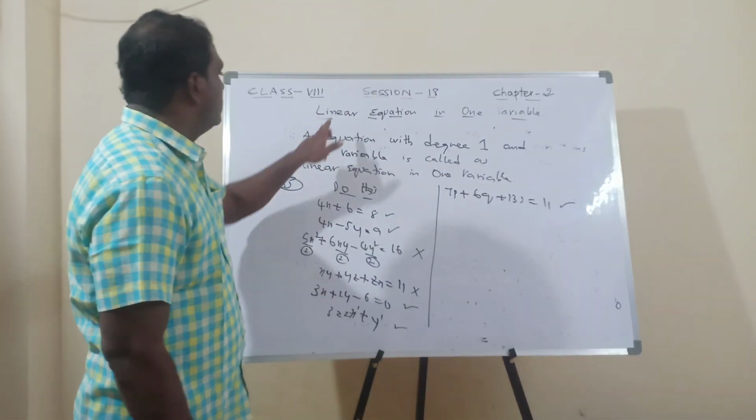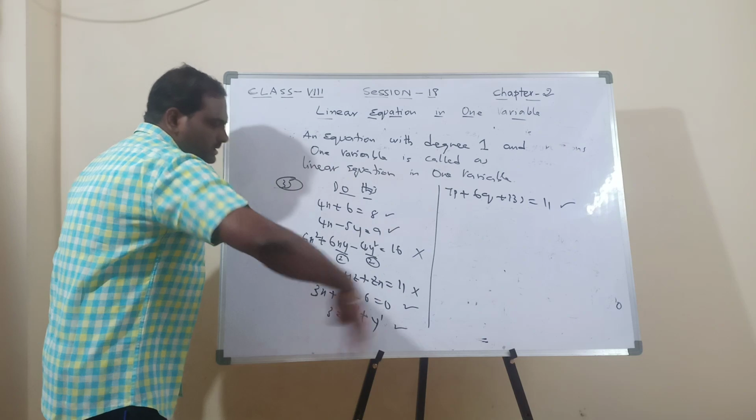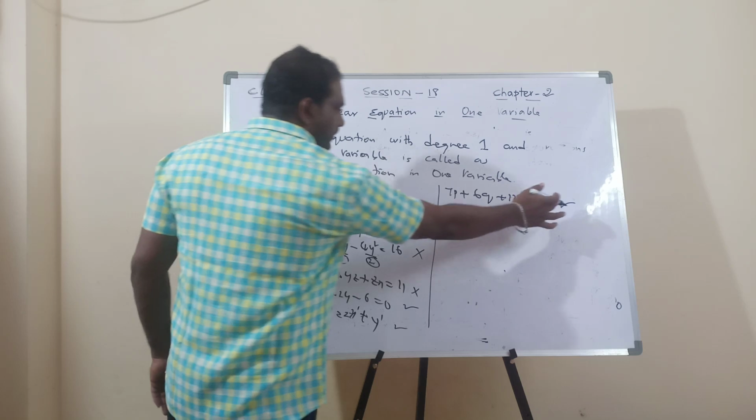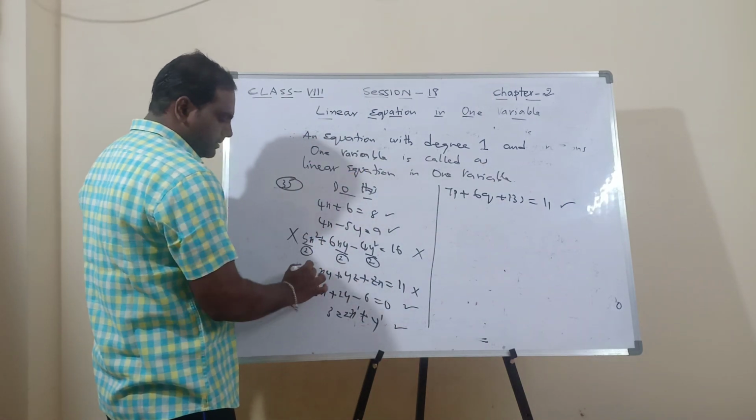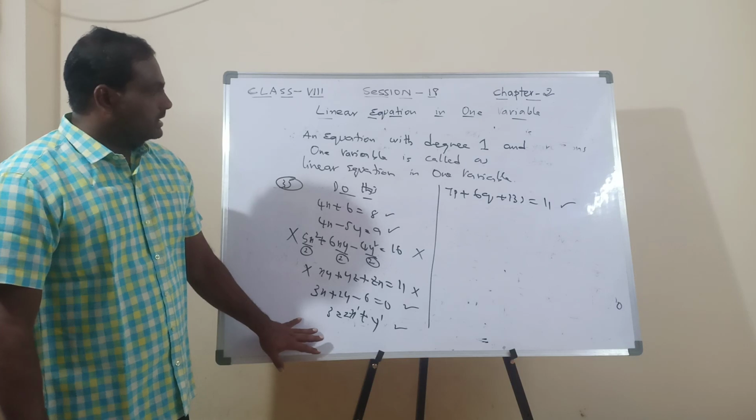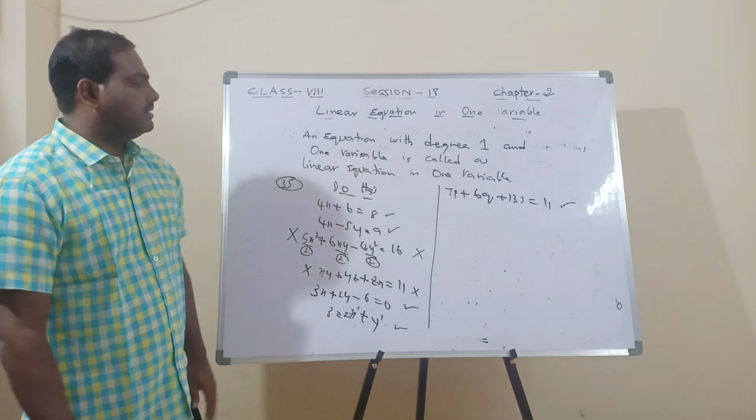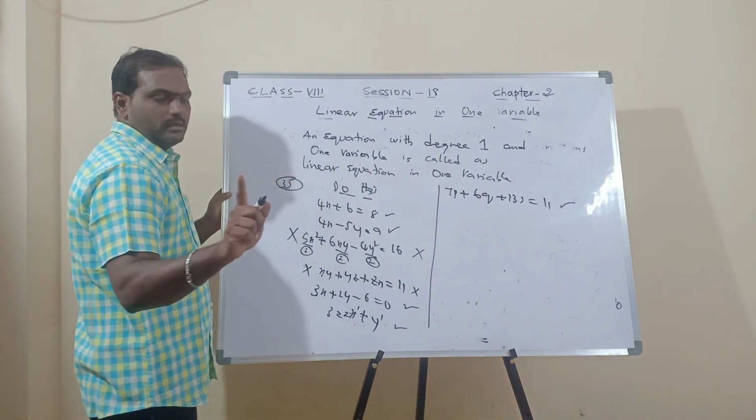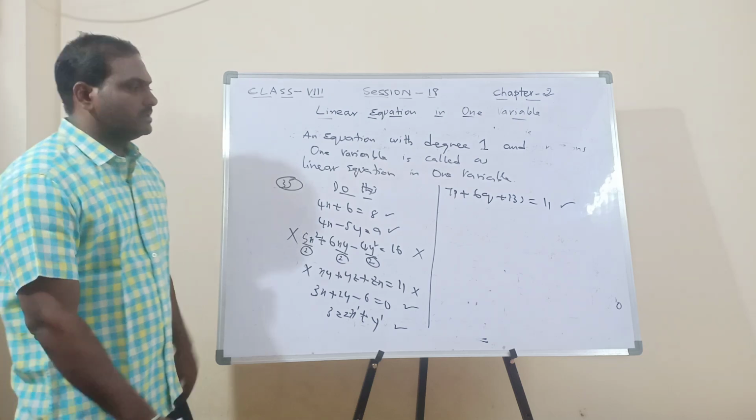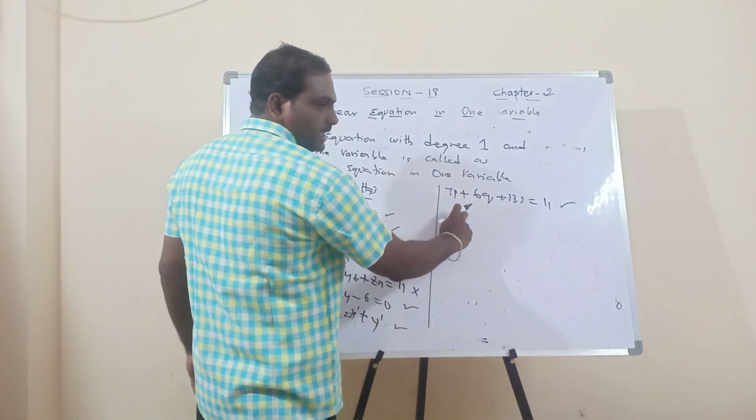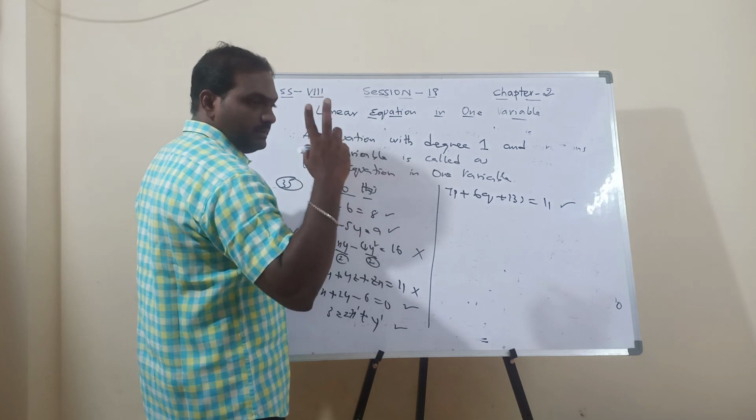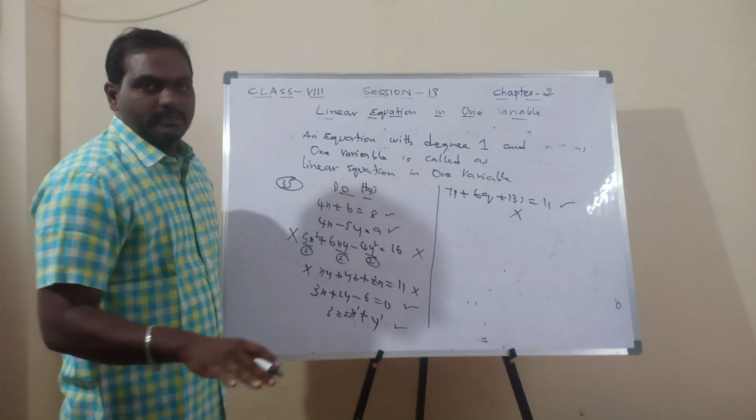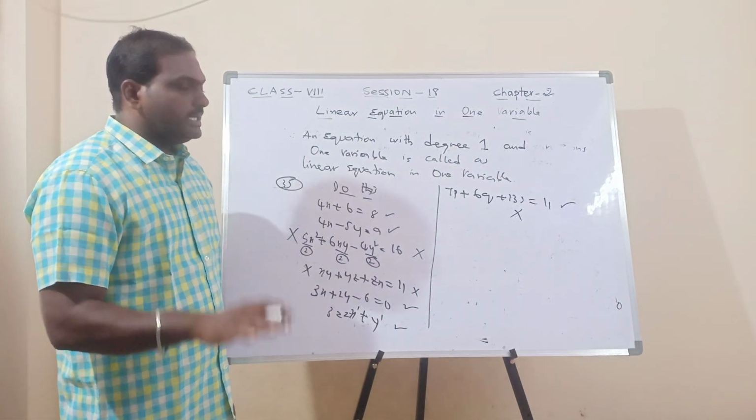Now the point is linear equation in one variable. Among these, these are linear equations, 1, 2, 3, 4, 5, and these two are not linear equations. Among these, which are linear equations in one variable? If you carefully observe, an equation must have degree 1 and only one variable. So now I'll come from the back. This is degree 1, but how many variables are there? 3 variables are there, p, q, s. So this is a linear equation, but it is not a linear equation in one variable.